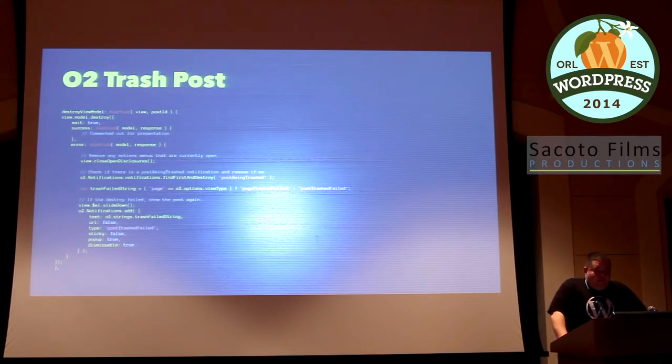So on the success, we don't really need to do anything, but on the error, what happens if the request wasn't successful and we can't remove the post? What we decided to do here was we close any disclosure, so that was the edit or trash or anything. We then showed a message saying that your post failed, and we slid it back down so it was in view.